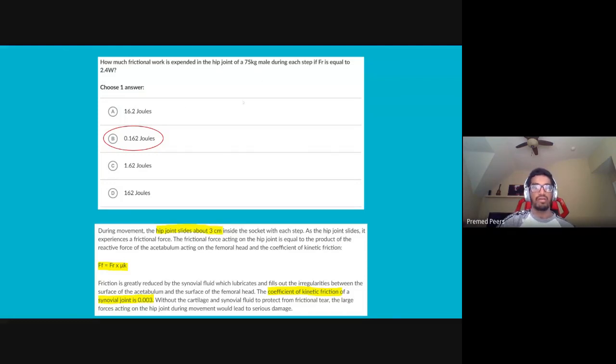So just to verify, we get the 0.003 for this equation here from the coefficient of kinetic friction, and we get 2.4 from this watt here times 750 newtons, because we're converting into a force, times 0.03, because we are getting the distance to get the work.